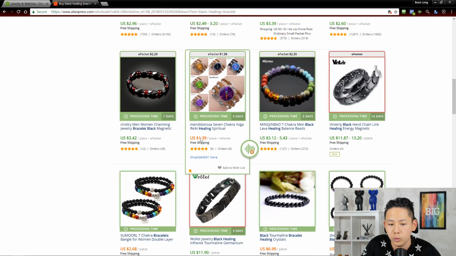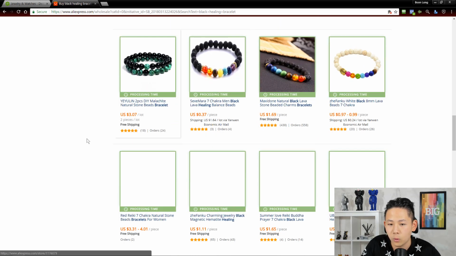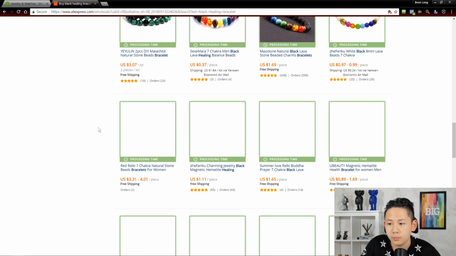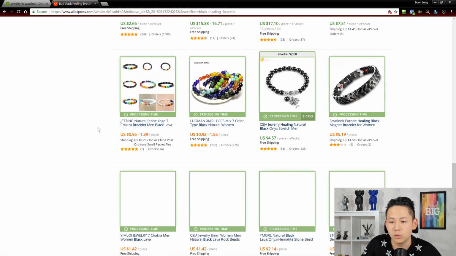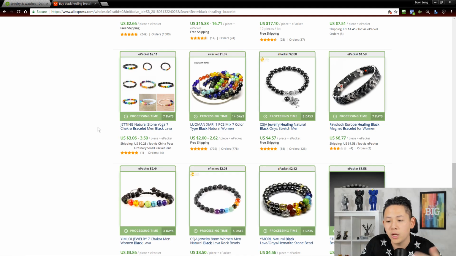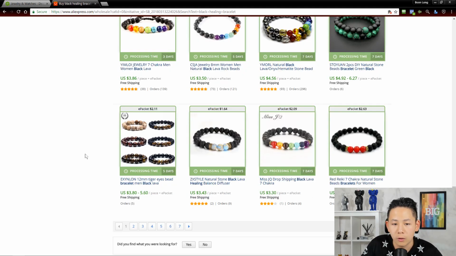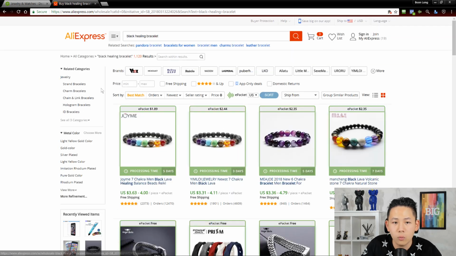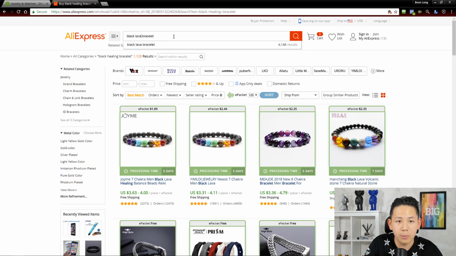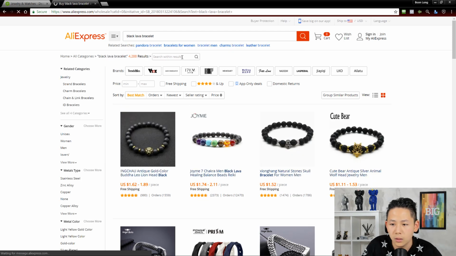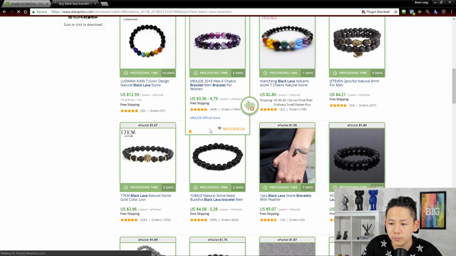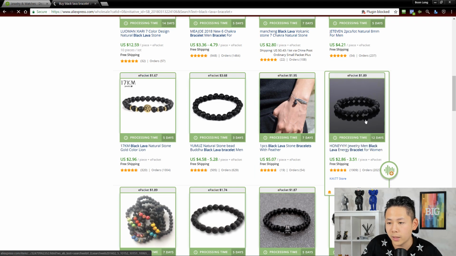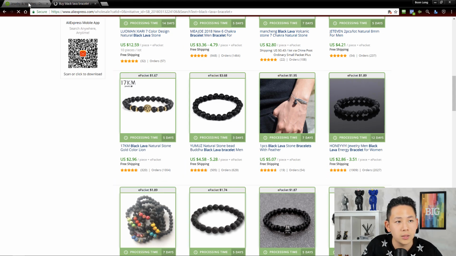So you can go through, try to look for the exact same one. People love this spiritual stuff nowadays, so this is a potential niche that you are able to get into as well. I can't find the exact one, but maybe let's try black lava bracelet, I think it's called. You can see this one looks even more similar. There you go. This is the exact same one as we see over here.